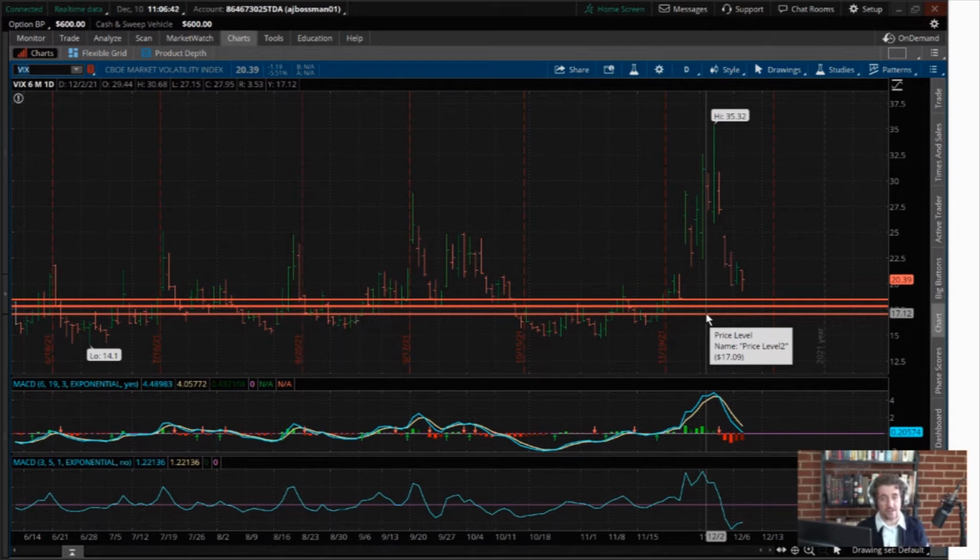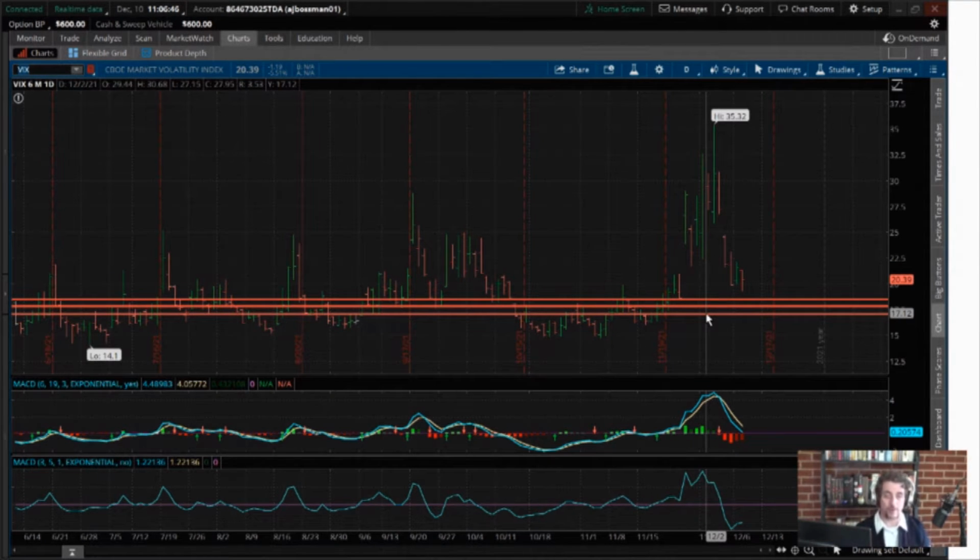Now, implied volatility, what is it, right? A lot of people talk about it and they throw this buzzword around, but what the heck is implied volatility? We know what historical volatility is, or volatility when we read it on the charts.